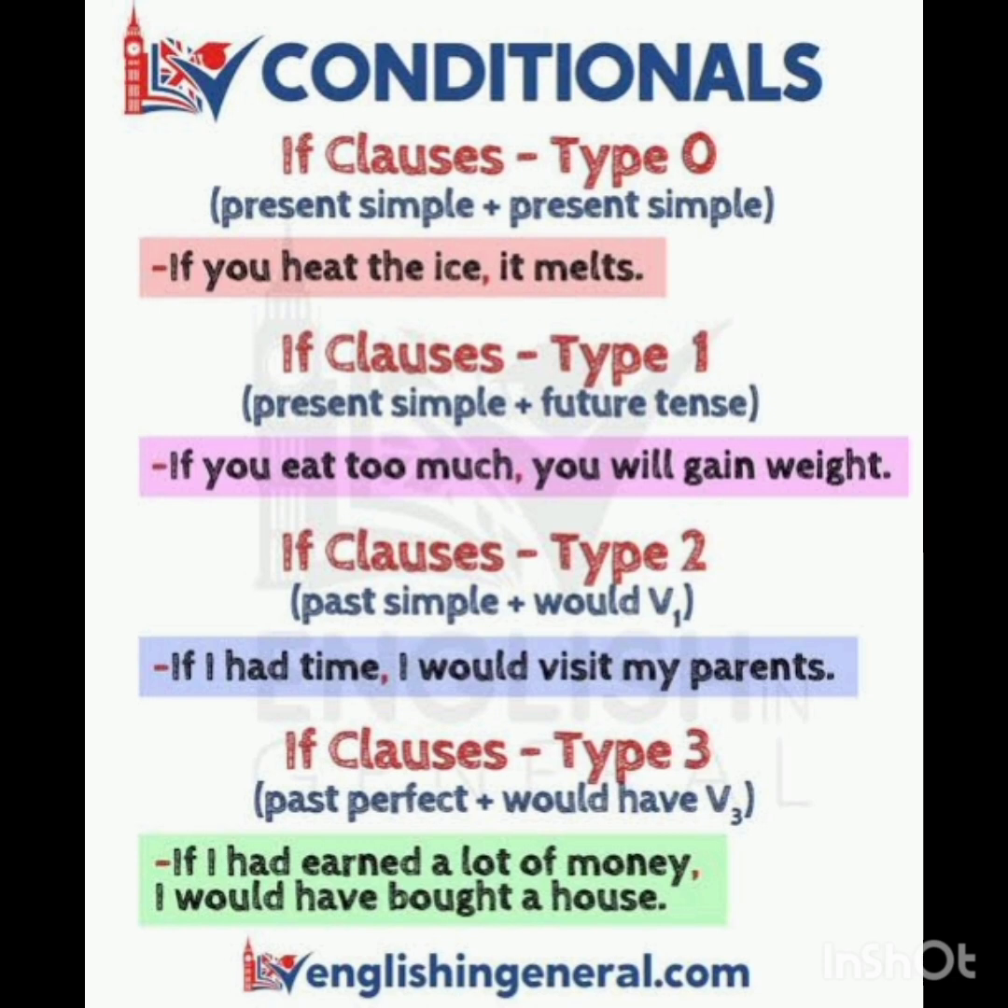Conditional type 3 is composed by past perfect in the if clause, and the main clause is composed by the modal verb would plus past perfect. Here is: if I had earned a lot of money, I would have bought a house.